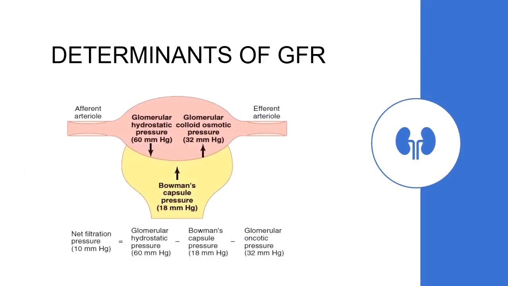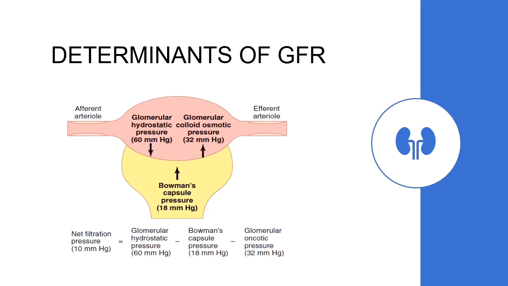Like any other capillary in the body, the net result depends on the interplay between the forces that favor filtration and the forces that favor reabsorption. As we can see here in the diagram, the glomerular hydrostatic pressure corresponding to 60 mm mercury is the major force that is favoring filtration. Conversely, the glomerular colloid osmotic pressure, measuring about 32 mm mercury, which is exerted due to the action of the proteins that cannot be filtered across the capillary membrane, but exert their osmotic action and favor reabsorption.